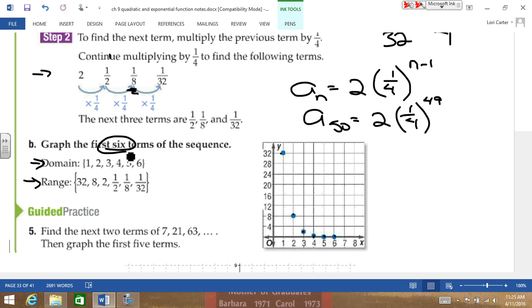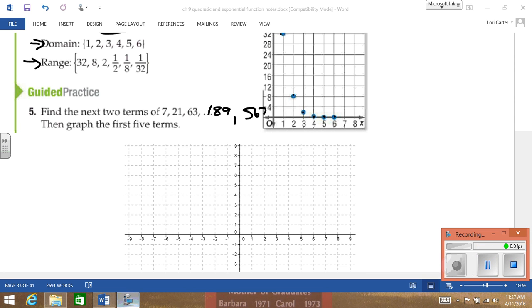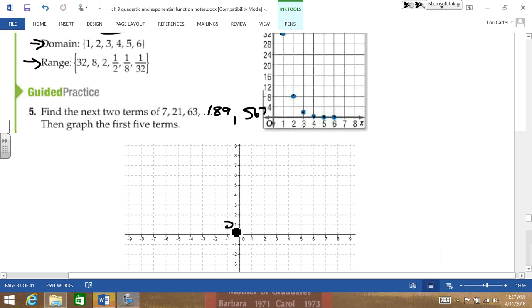Okay, your turn. Next 2 terms, graph, domain, range. After that, I want you to write the equation. The ratio is times 3, so 3, 3, 3. Let's go up a little bit. If we go up by 20s, can we do it? No. We still didn't even get there. Close enough. Not gonna work.